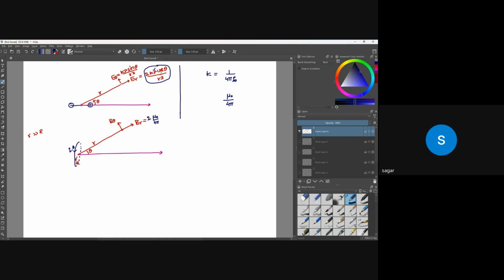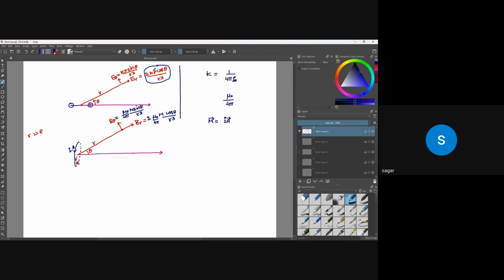P is the dipole moment, electric dipole moment. Here it is the magnetic moment, M. And what is M? I into A. Okay, vectorially it is I into A bar. That's it. Everything else is the same, cos theta by R cube. And B theta is also mu naught by 4 pi M sine theta by R cube. That's it, guys. You just have to remember these.